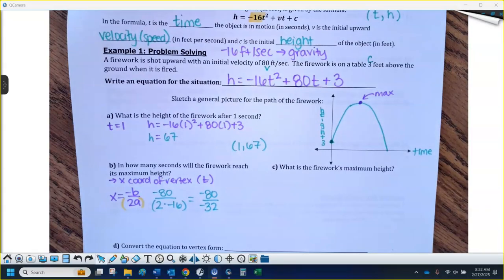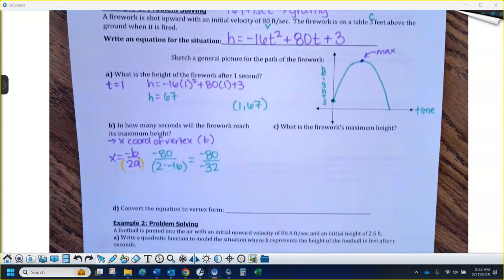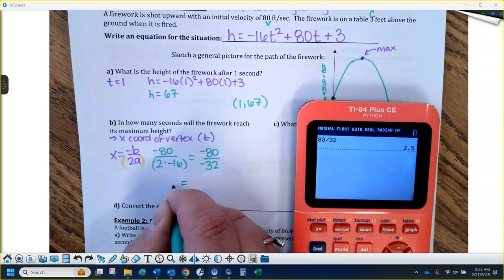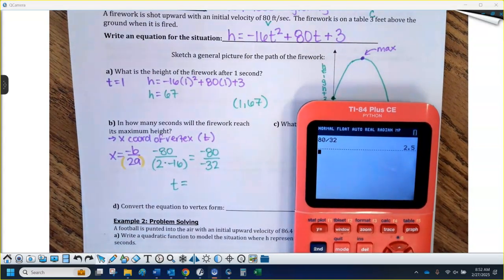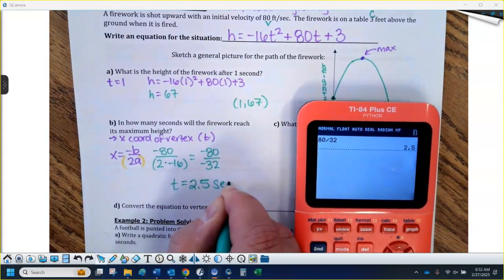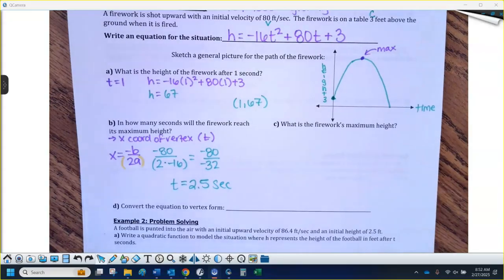And when you divide a negative by a negative, the negative's going to cancel out. So this is actually going to be positive, but it's not a nice number. So let's just do 80 divided by 32. The x coordinate of the vertex, which the way that equation is set up, that's the time. This is going to be 2.5. And this is in seconds. All the times are going to be in seconds.